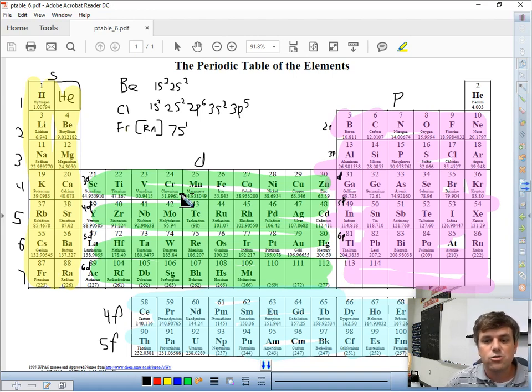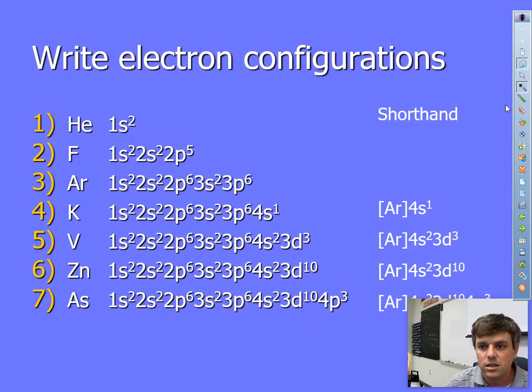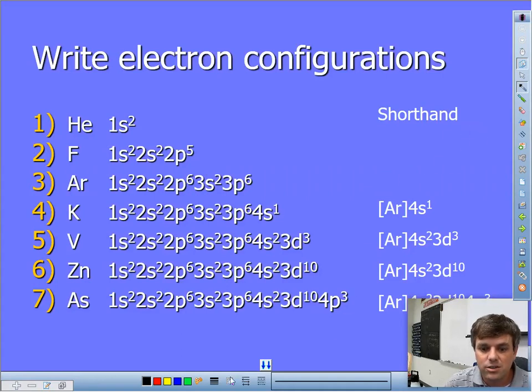Now, there are 2 elements that you can't write a shortcut for. That would be hydrogen and helium, because there's no element at the end of the previous row. Also, if I asked you to write an electron configuration for argon, you're not allowed to just write Ar in square brackets. That is not allowed.